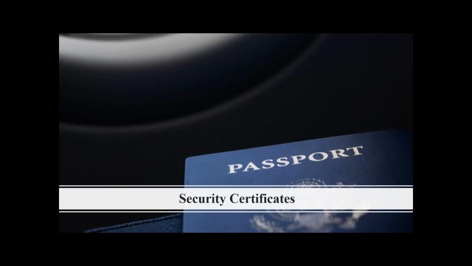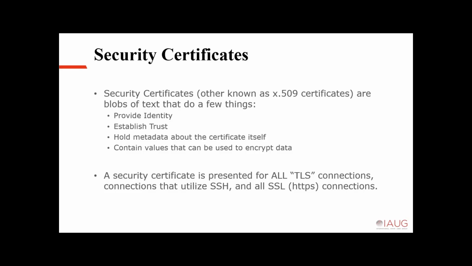So with all that, let's talk about security certificates. Security certificates, otherwise known as X509 certificates, you will hear some documentation talk about X509 certificates, are essentially blobs of text. They're not a specific file type. They're not anything in particular. They're literally a blob of text. And in that blob of text, they do a few things. One is they establish identity, so they assert who you are. They establish trust. So who trusts me and who do I trust?